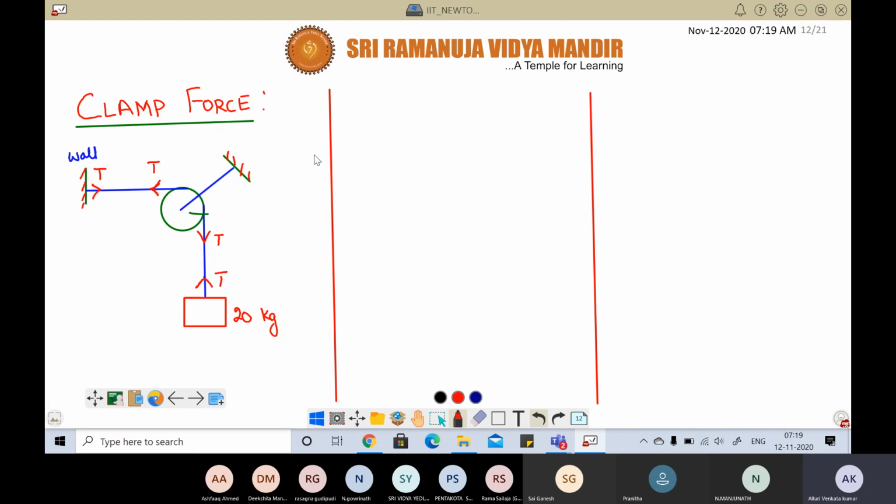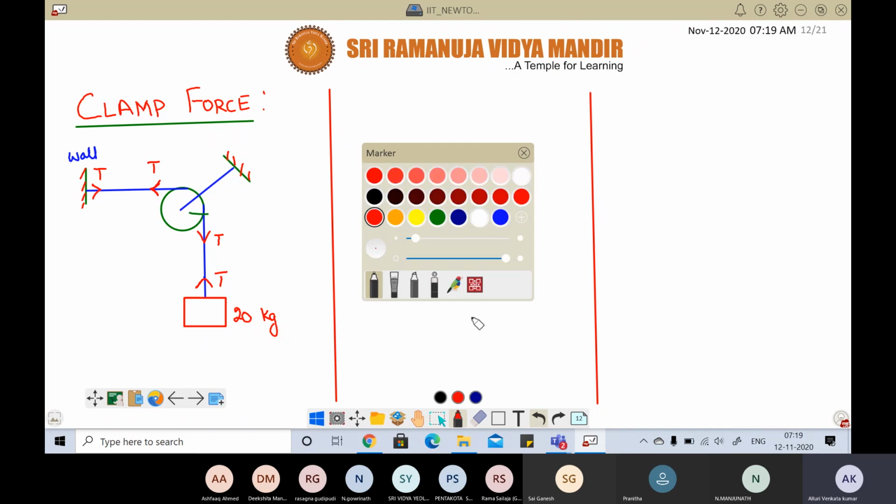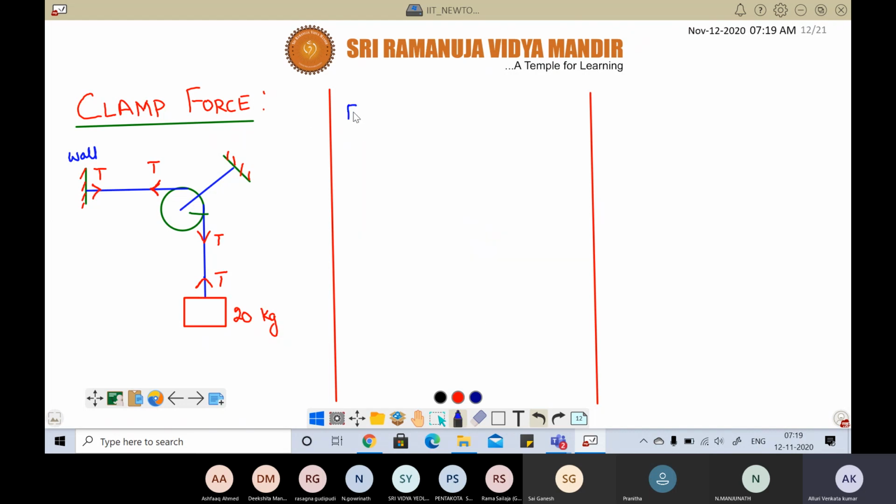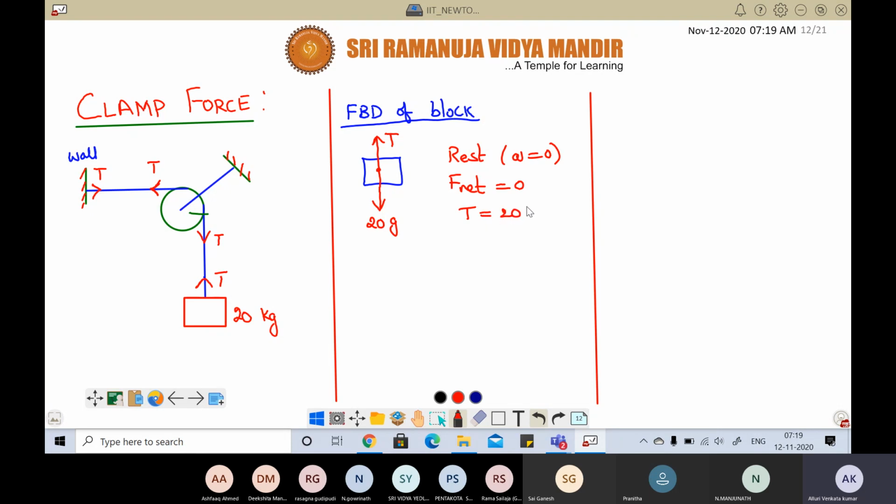Now draw the free body diagram of the block. What are the forces? First force is gravitational force mg, which is equal to 20g, and then there is a tension force upward. The block is at rest, so acceleration is 0, therefore F net is equal to 0. So upward force is equal to downward force. So T is equal to 20 into 10, that is equal to 200 newtons.